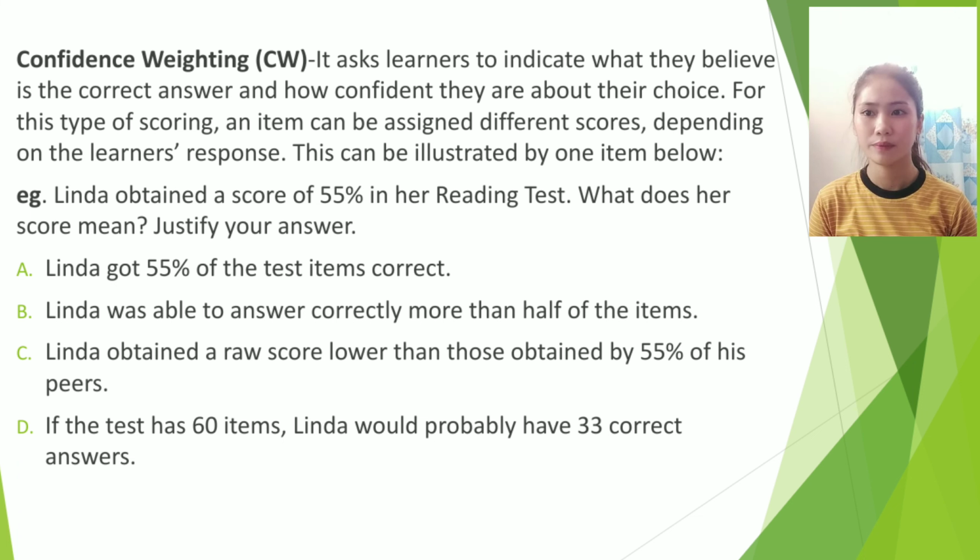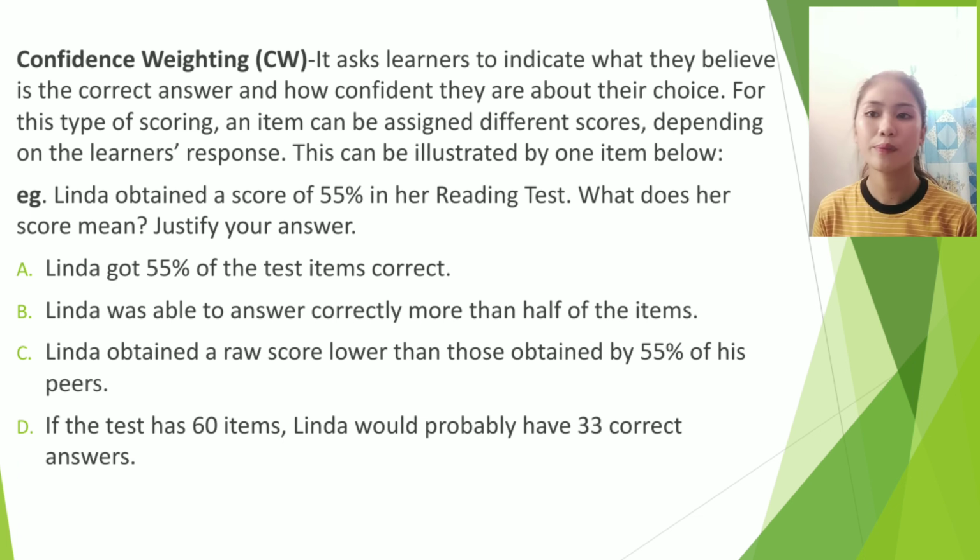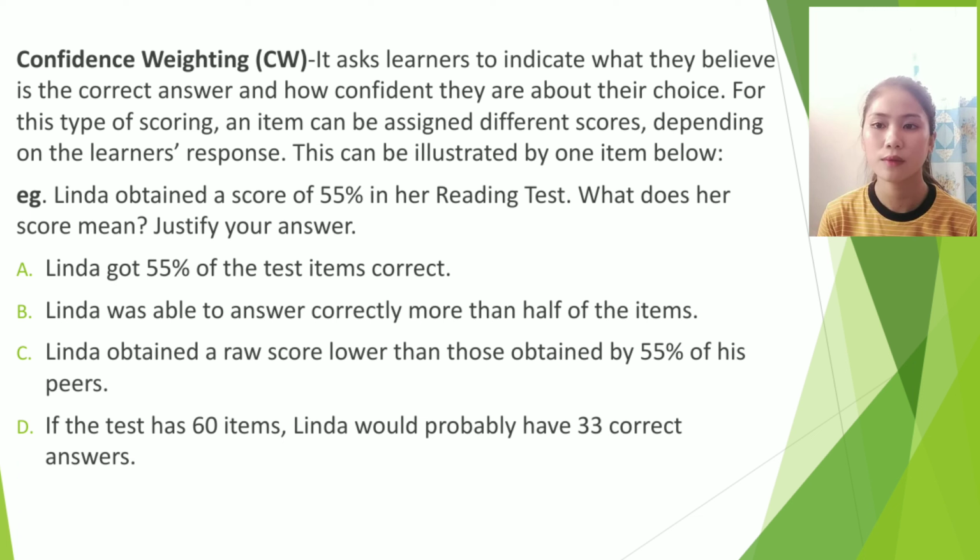For example, Linda obtained a score of 55% in her reading test. What does this score mean? Justify your answer. Letter A, Linda got 55% of the test items correct. And letter B, Linda was able to answer correctly more than half of the items. Letter C, Linda obtained a raw score lower than those obtained by 55% of her peers. Letter D, if the test has 60 items, Linda would probably have 33 correct answers.